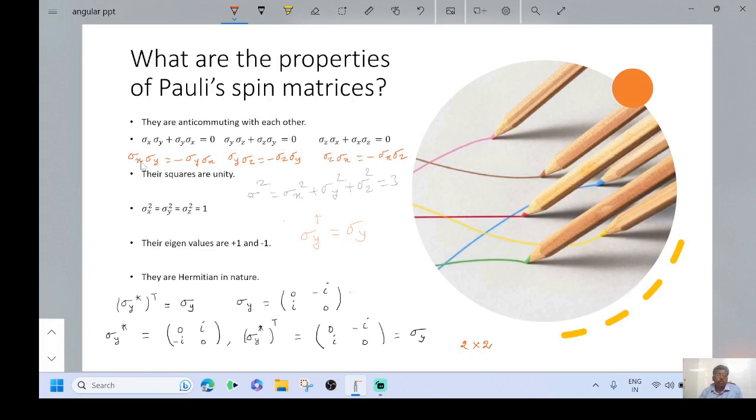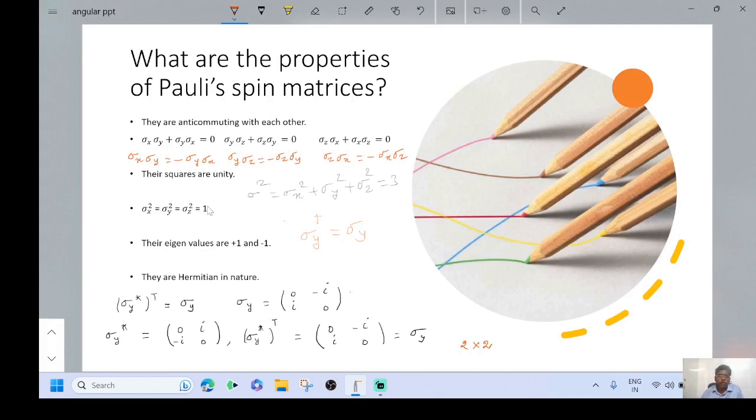If you take the square of a sigma matrix, the value is 1. Sigma x into sigma x, if you multiply the sigma x matrices, gives 1, 0, 0, 1. We get the unit matrix, that is equal to 1. The eigenvalues of sigma are plus 1 and minus 1. These Pauli spin matrices are also Hermitian in nature.